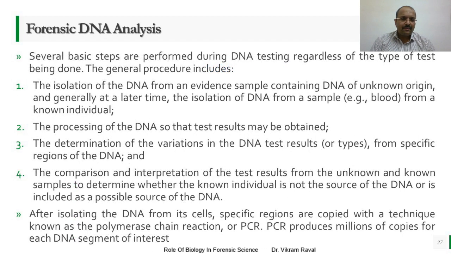There are several basic steps that are performed during DNA testing, regardless of the type of test being done. The general procedure may include, first, the isolation of DNA from the sample collected from the site. Obviously, the origin is not known in this case. Then, at a later time, the isolation of DNA from the sample of an individual of known identity, and I just want to correlate it. So whatever samples I have found at the crime scene, I will try to extract whatever DNA is there, and then if a suspect is there, I'll ask him or her to donate their own blood. From that blood and other samples, we can isolate the DNA.